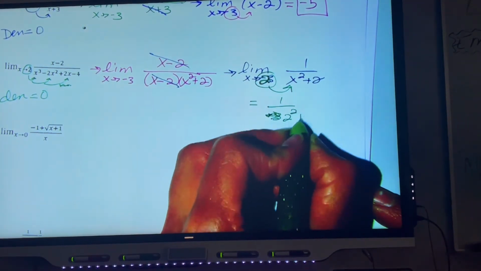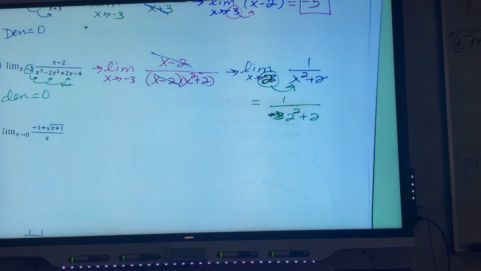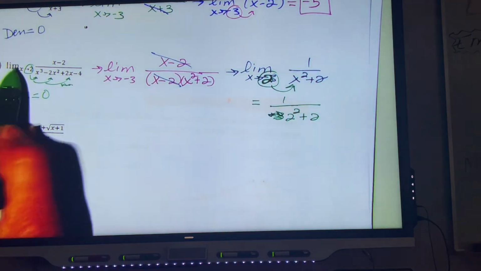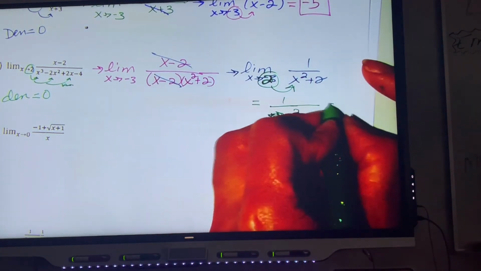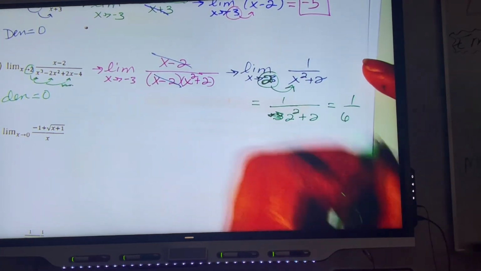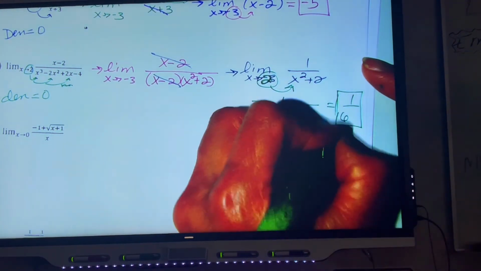2 squared plus 2. Sorry about that, you guys. That was just a random thing on my part. It's a 2, not a negative 3. That's what it says right here. All right, so this will be 1 over what? 6. 2 squared is 4. 4 plus 2 is 6. So 1/6 is the limit.